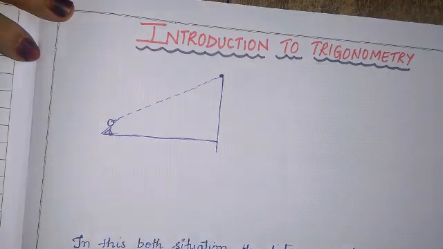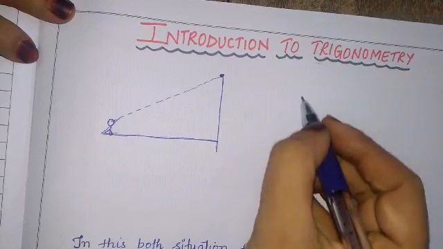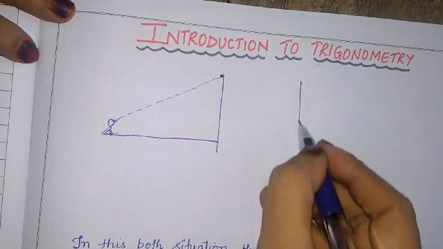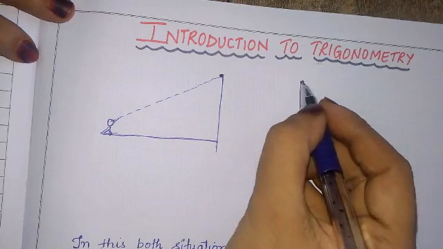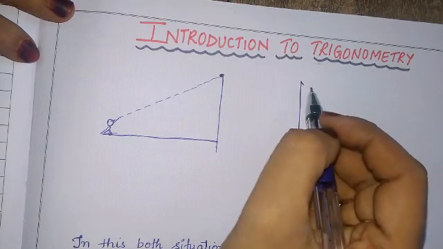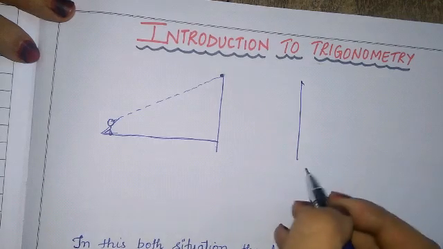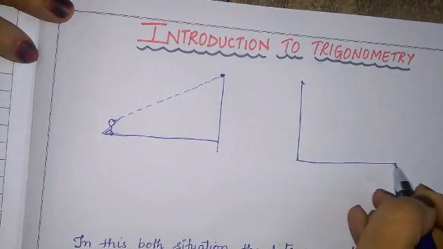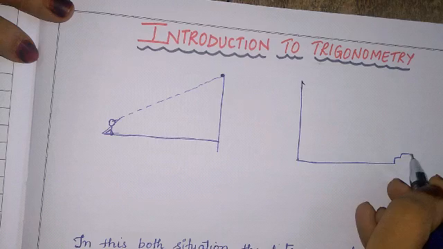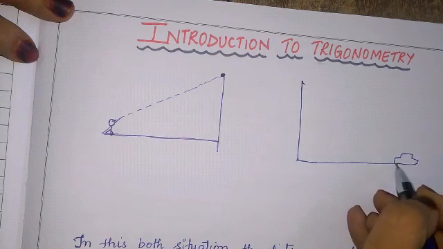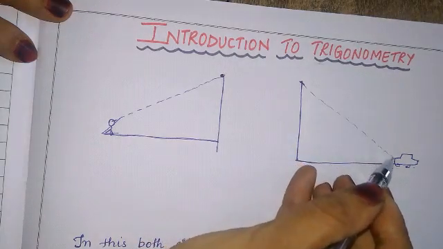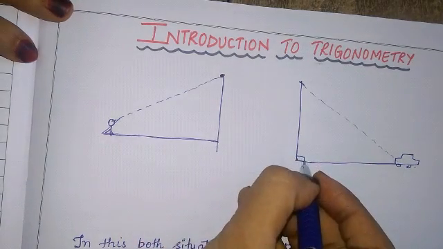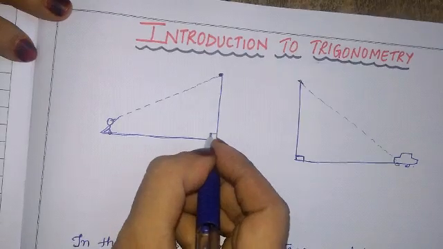Suppose a girl, one more example. Suppose a girl is sitting at the top of the building, like in a balcony of her house, and she is looking at the car which is going on the road. Then it will be like a right angle triangle is formed. We can see here a right angle triangle is formed.